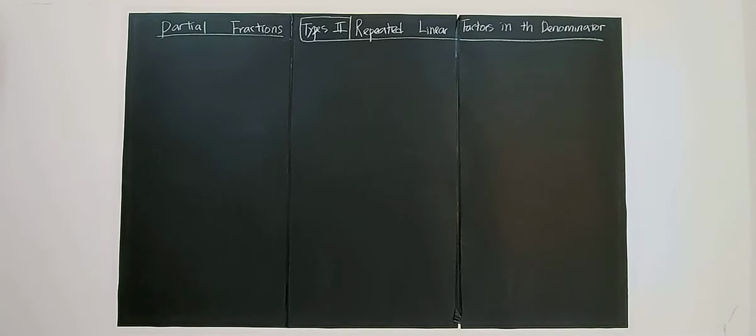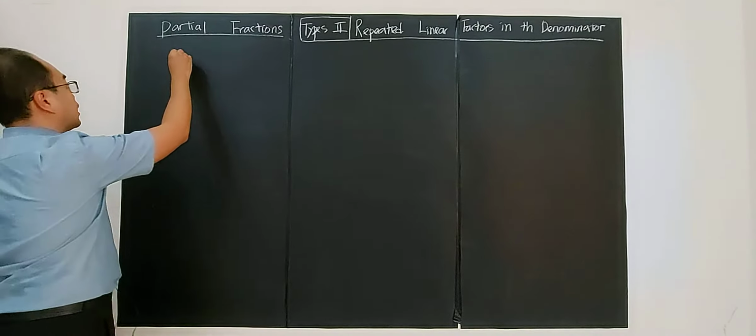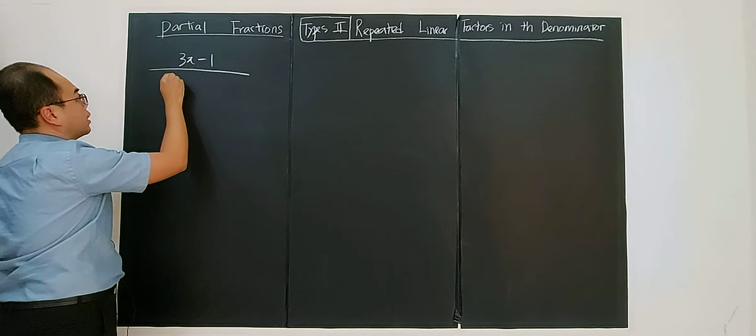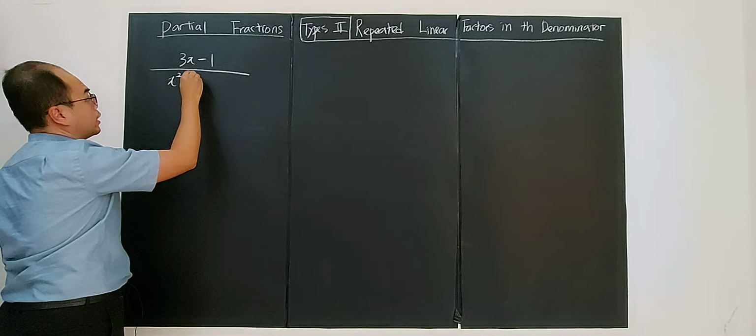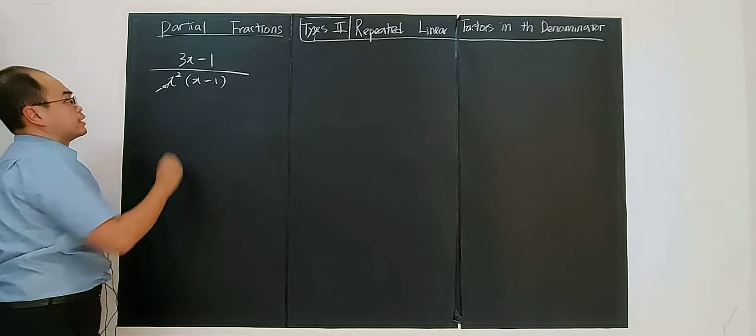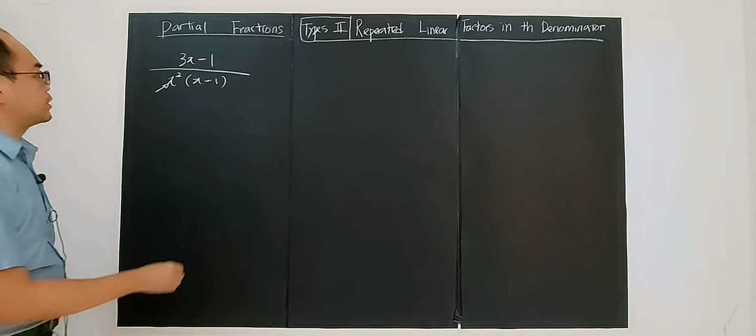Hi, let's move on to partial fractions type 2, where the rational polynomial function has repeated linear factors in the denominator. Alright, type 2. For example, you have a fraction that looks like this form. You have x to the power of 2 and x minus 1. This will be a repeated linear factor here. What's the repeated linear factor?